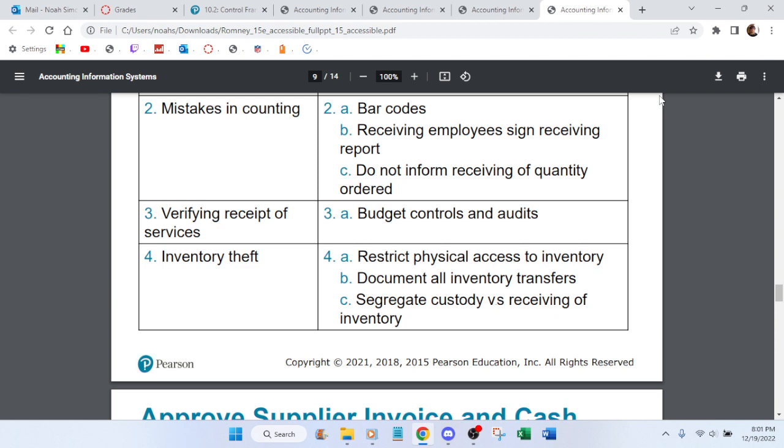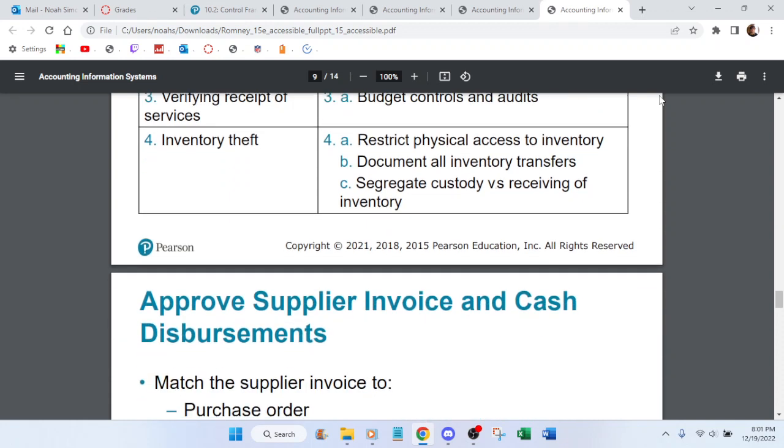Restrict physical access to inventory. Document all inventory transfers. Segregate custody versus receiving of inventory.